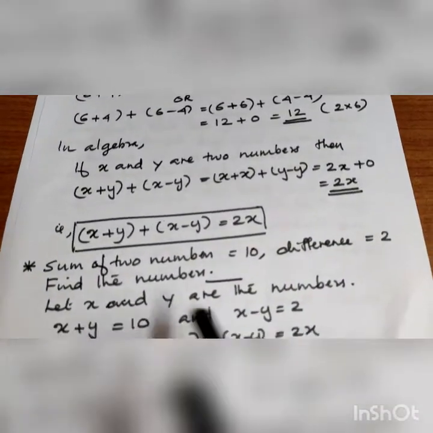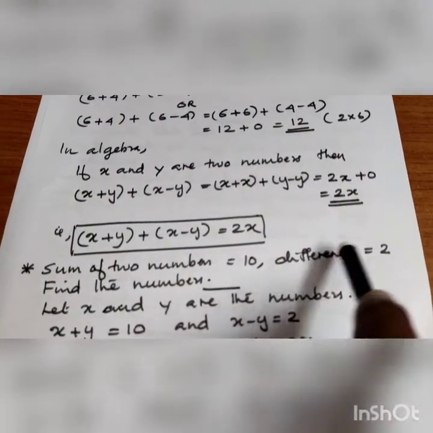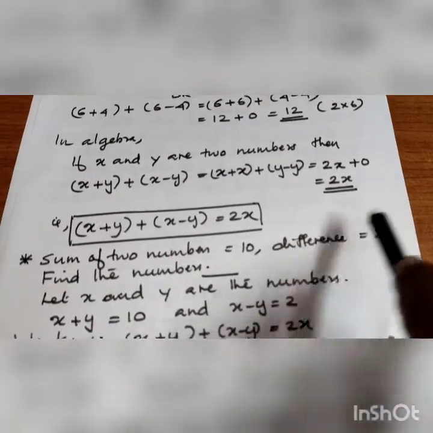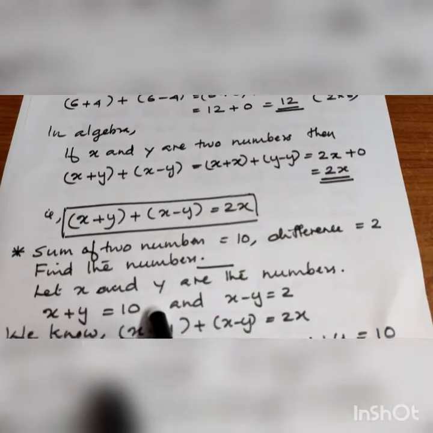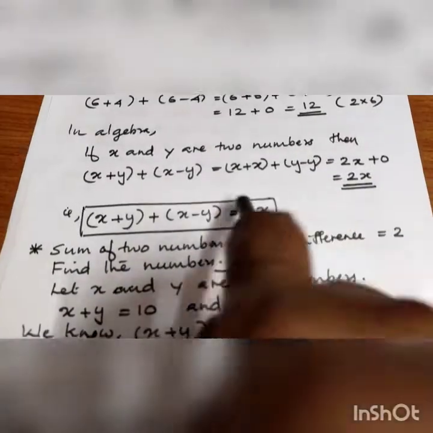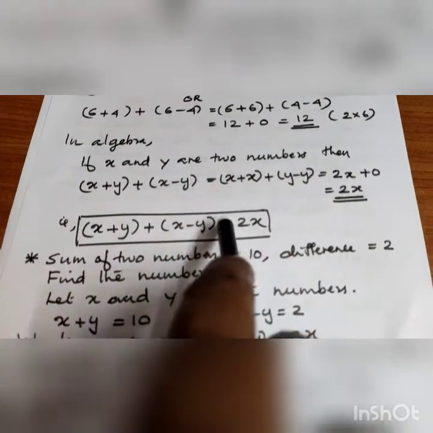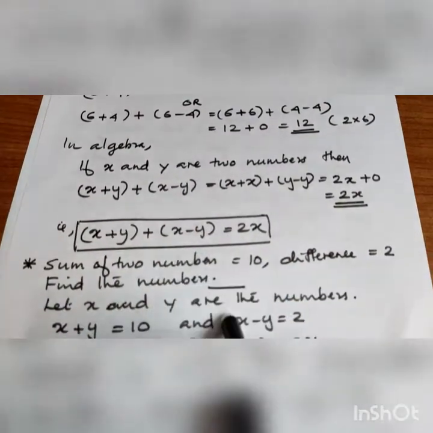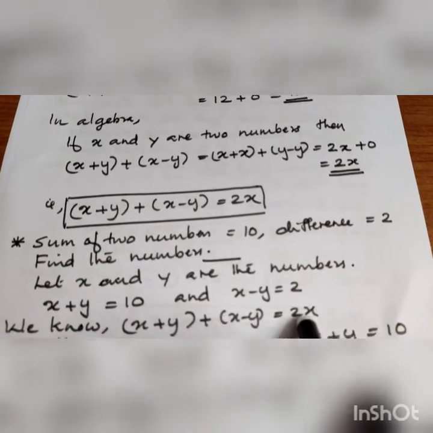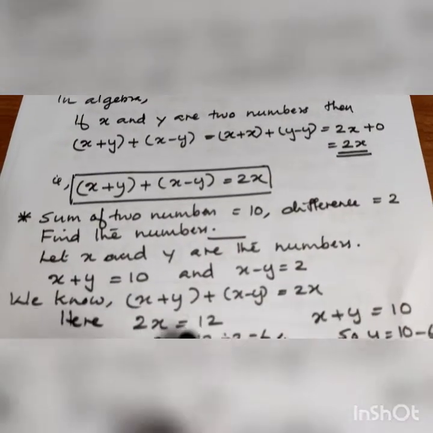One example: the sum of two numbers is 10, the difference is 2. Find the numbers. First take the numbers as x and y. Then given x plus y is equal to 10 and x minus y is equal to 2. The sum of the sum and the difference is equal to 2x. That is x plus y plus x minus y is equal to 2x.